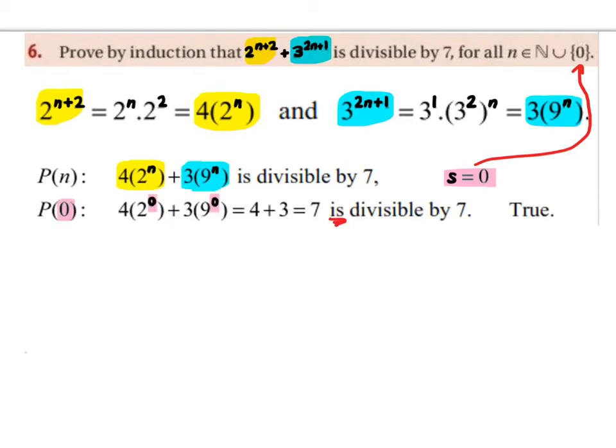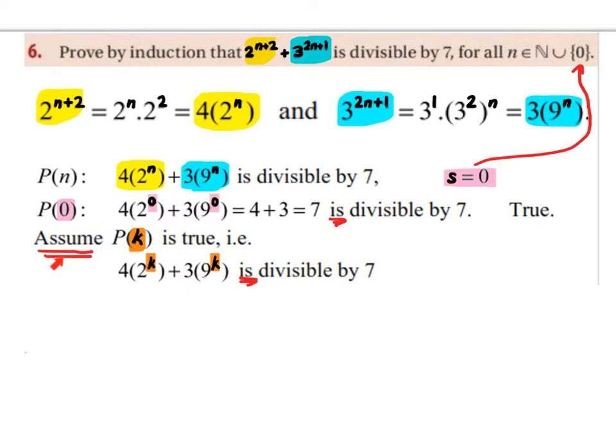So we substitute 0 in place of both of those n's, so we have 4 times 2 to the power of 0. So 2 to the power of 0 is 1, so that's 4 times 1, which is just 4, plus 3 times 9 to the power of 0. So 9 to the power of 0 is 1, so that's 3 times 1, which is 3. So 4 plus 3 makes 7, and 7 is divisible by 7, so it's true. So P of 0 is true.